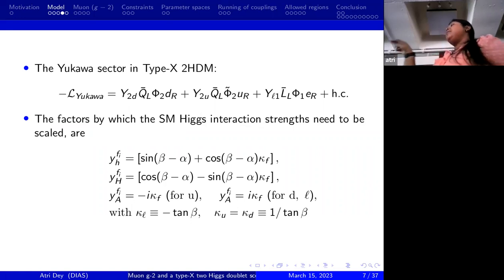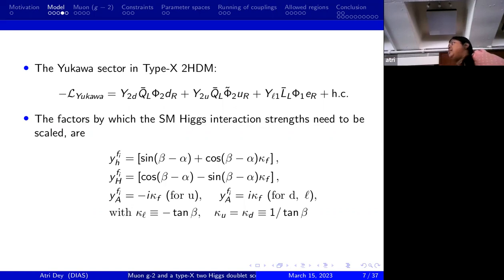Another thing one can notice is that sine(beta minus alpha) and cosine(beta minus alpha) can be positive or negative, and depending on the sign, this Yukawa coupling term can be positive or negative.